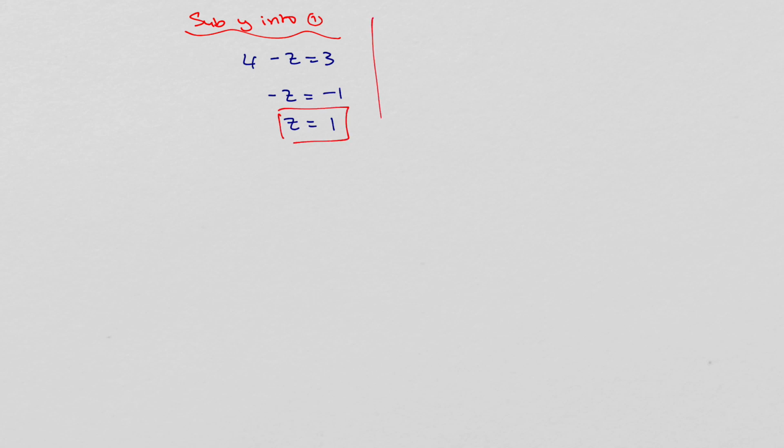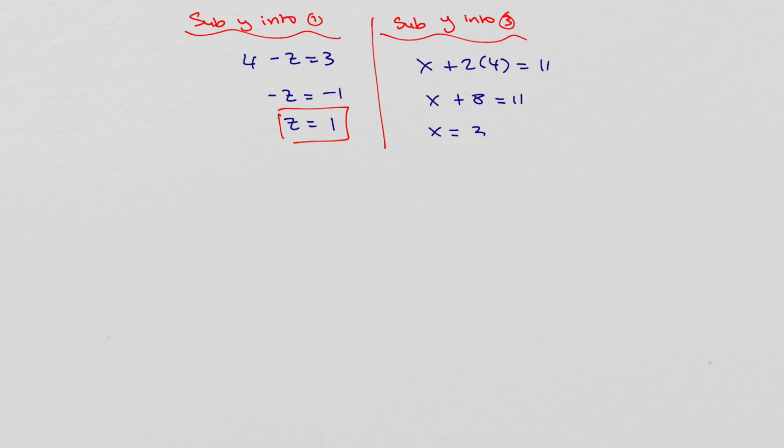So now I have both y and z. So that means I have to sub it into either equation 2 or equation 3, because they both have an x in there. So I'm going to sub y into equation 3. There's less work to do with this because I just have x plus 2 times y. So of course that gives me x plus 8 equals 11, and therefore x equals 3.